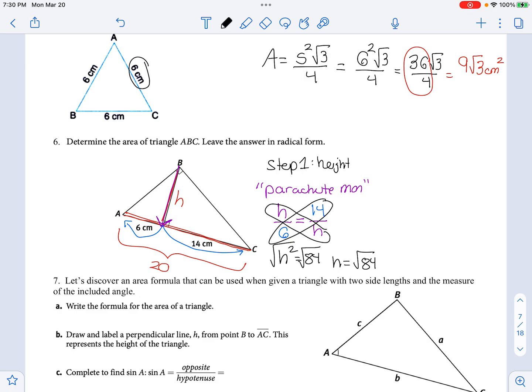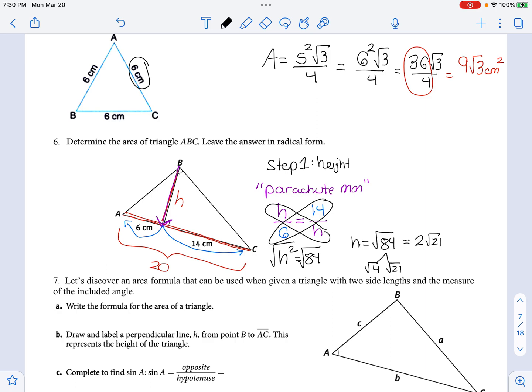That's not a perfect square, but I could break that apart into the square root of 4 and the square root of 21, which means that my height is 2 square root 21. So step 1 is still find the height.